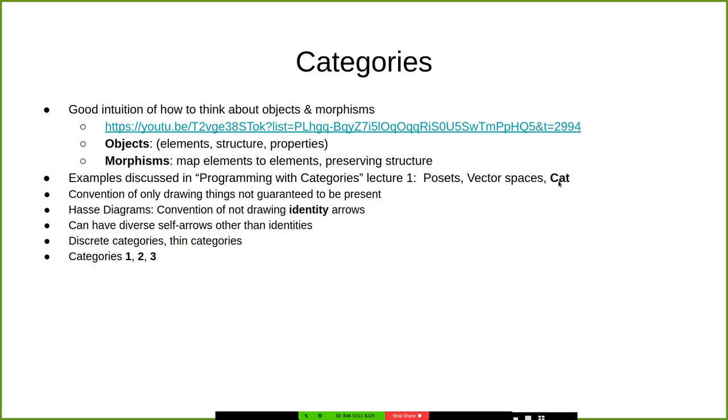Now, when you see a label in bold, and often that's a sign here that I'm writing, this is a known category, okay? It's called Cat. That's its formal name, is Cat. And it's the category of all categories. So each object is a category. It's a common one that will come up, and then there's vector spaces.